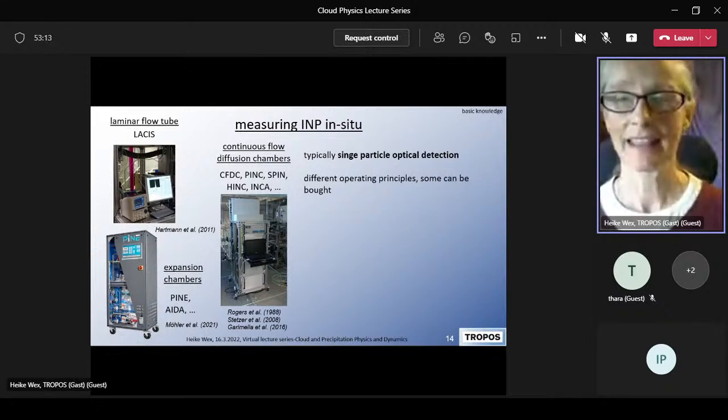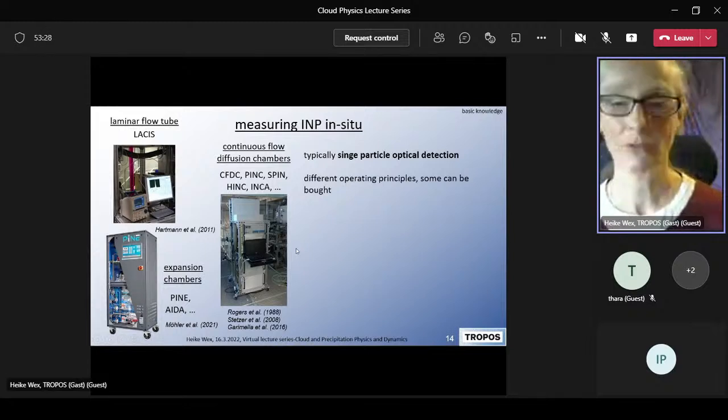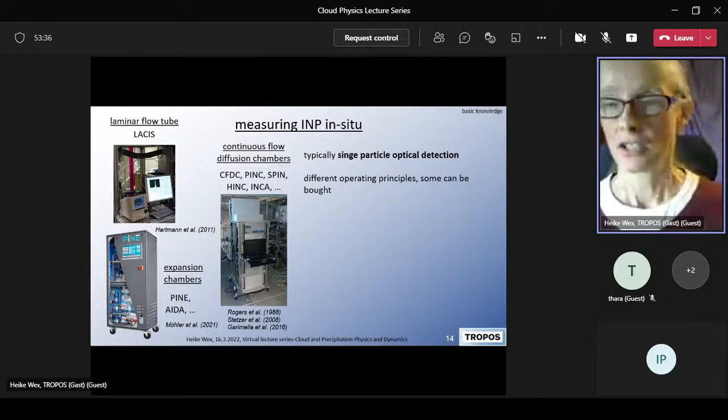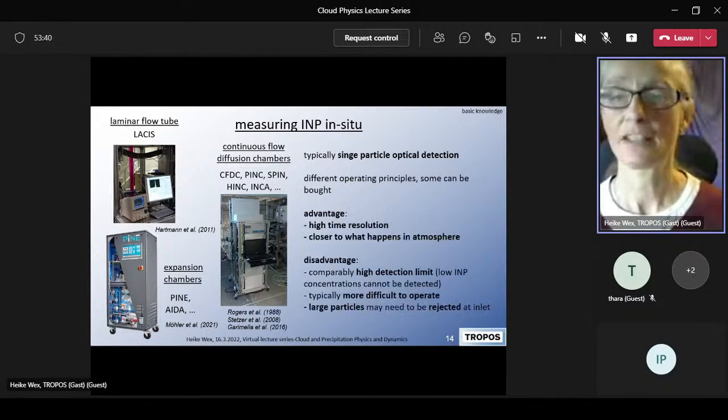But then there are also things that can be transported, like CFDCs, or now a very new expansion chamber called PINE. They all have different operating principles. I originally included them here and threw them out, no chance to discuss that, but you can read the publications that I put here to see how this all works. They typically have single particle optical detection, and they have some advantages with that.